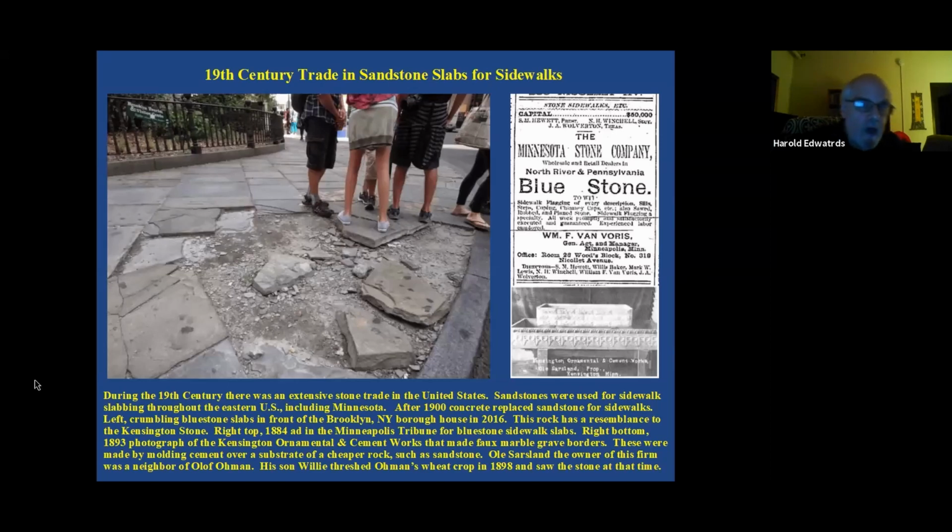So this is a possible explanation of how a graywacke like the Kensington stone got into the Kensington area. We'd need to do a bit more work to make that certain, but there are other sources of sandstones that were imported into Minnesota as well.